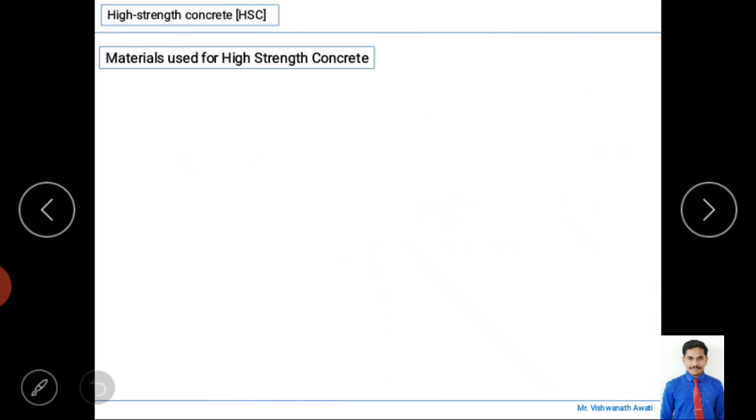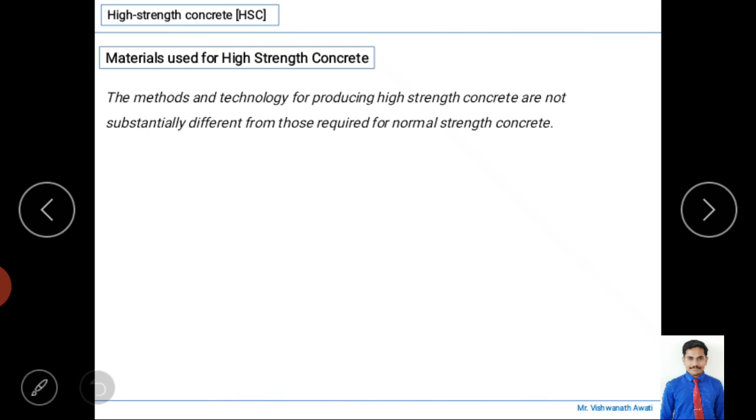Next, the materials used for high strength concrete. Different materials will be used, right? Here also it does not differ from normal concrete. Whatever materials we use for normal concrete preparation, they use here also, but there is only a little difference, not a very high difference. So we'll get to know one by one.